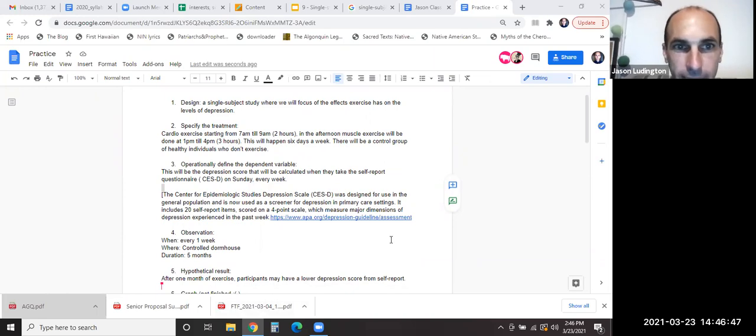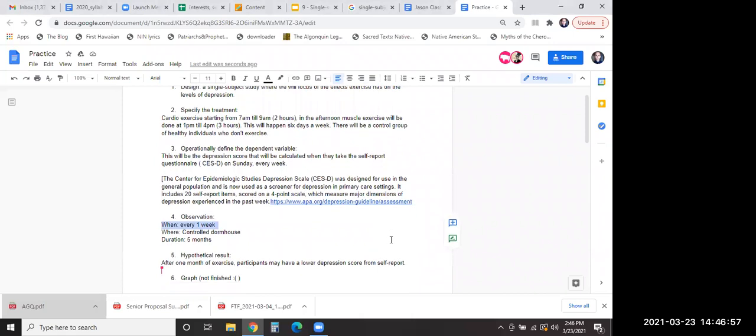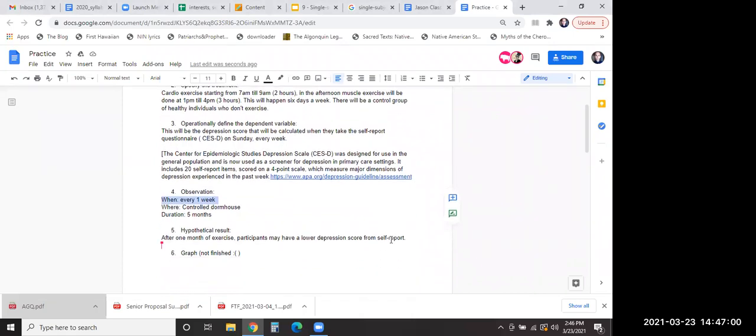What can you tell me about this study? So for our study, of course, all of us are doing the same thing: the effects exercise has on levels of depression. We were doing cardio exercising, starting from 7 a.m. till 9 a.m. I forgot to write running and jogging. And the afternoon muscle exercise will be done from 1 p.m. till 4 p.m. And this will happen 6 days a week.